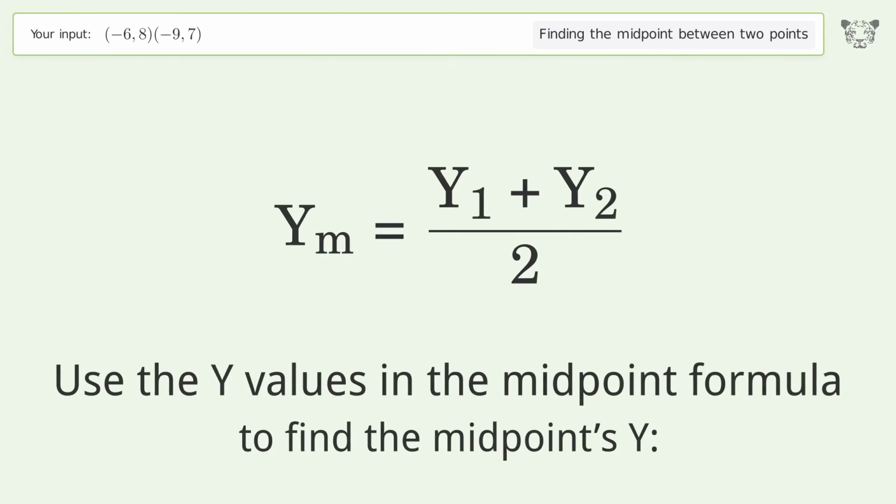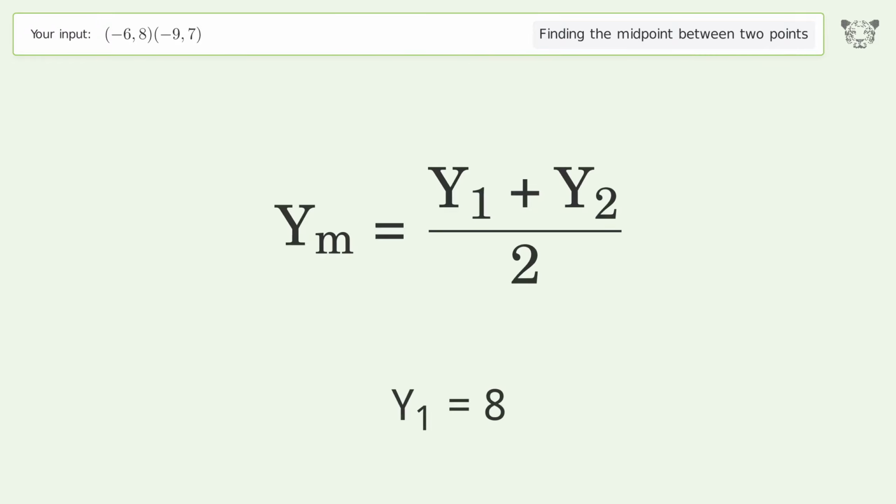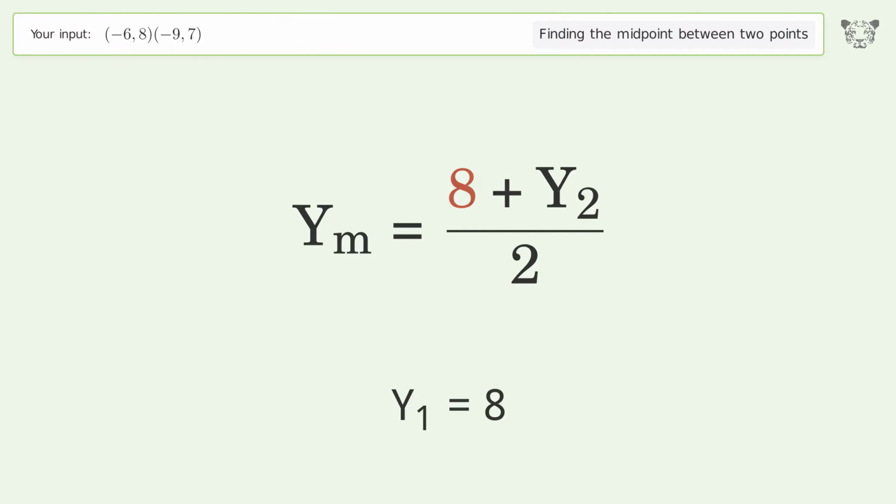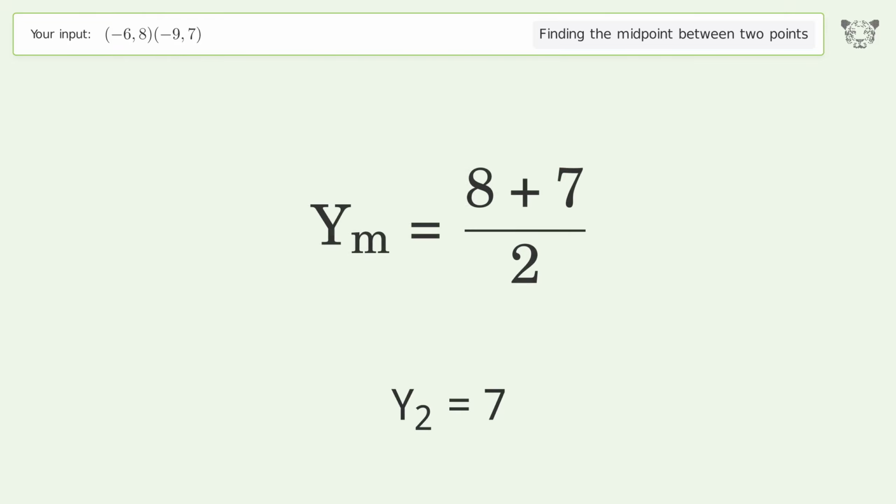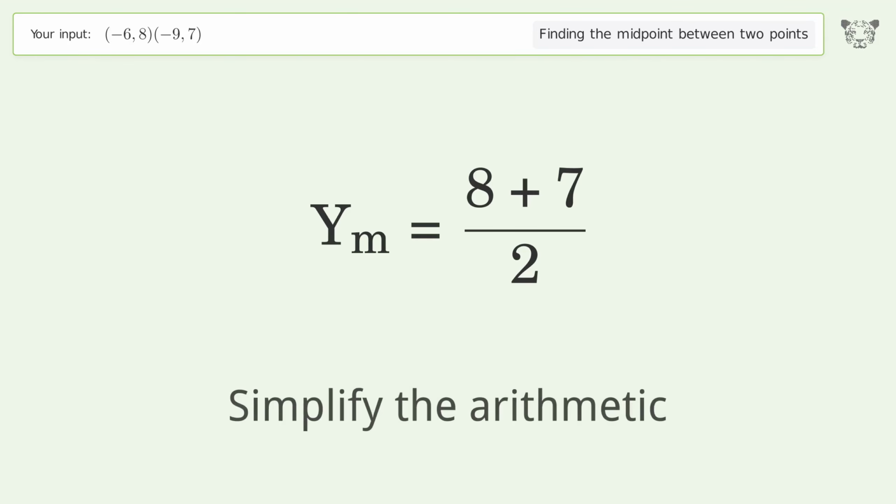Use the y values in the midpoint formula to find the midpoint's y. y1 equals 8. y2 equals 7. Simplify the arithmetic.